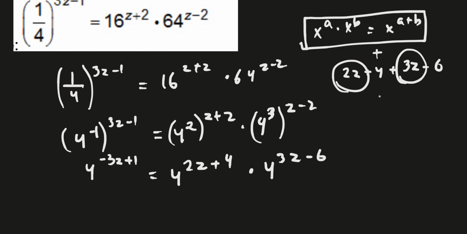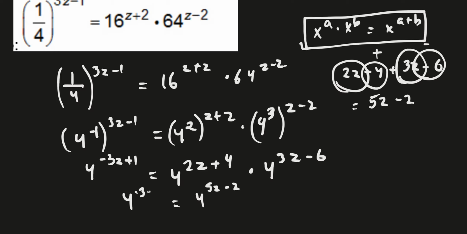Those are added together. So this is going to be 5z. And then this and this are going to be added together. So that's going to be 4 minus 6 is minus 2. So that's what we end up with. Those are subtracted, of course. So 5z minus 2. So that's going to be 4 raised to the 5z minus 2 is going to be equal to 4 raised to the negative 3z plus 1. These you can just set equal to each other. Negative 3z plus 1 is equal to 5z minus 2.